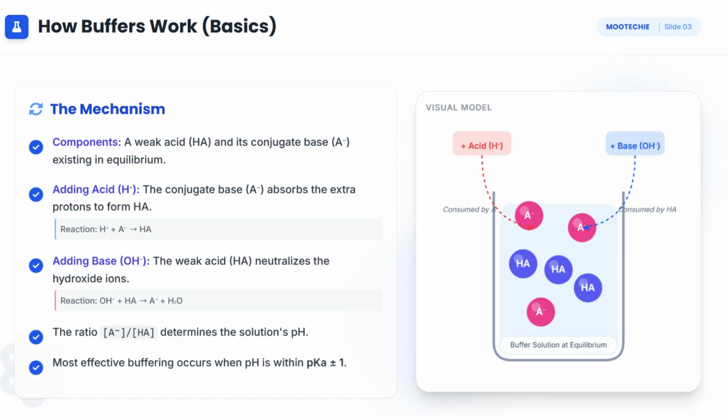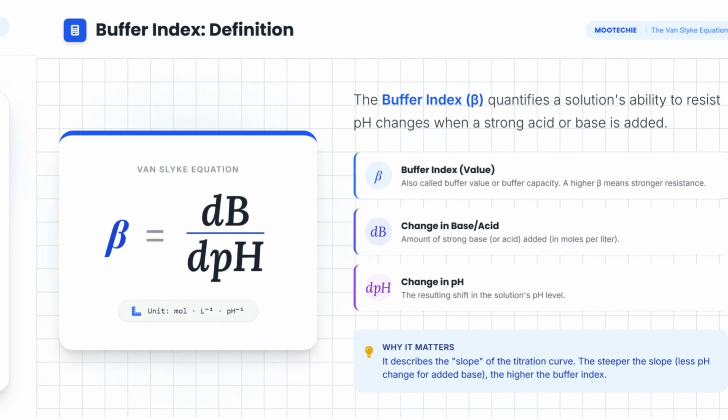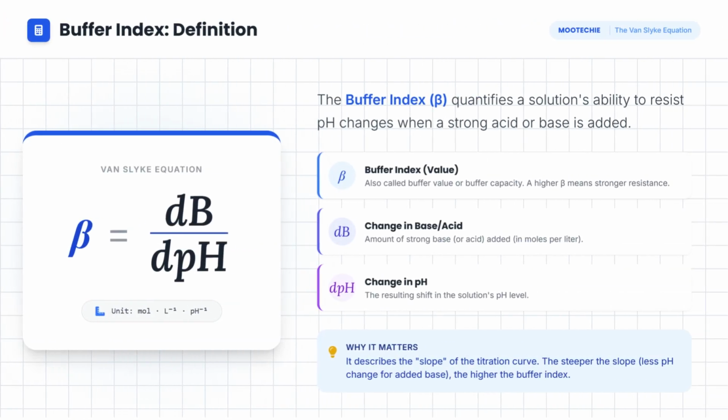To visualize this, imagine a buffer solution at equilibrium. On one side, acid, H+, is being consumed by A-. On the other side, base, OH-, is being consumed by HA. The components HA and A- are constantly shifting to maintain balance. Next, we explore a key quantitative measure, the buffer index.